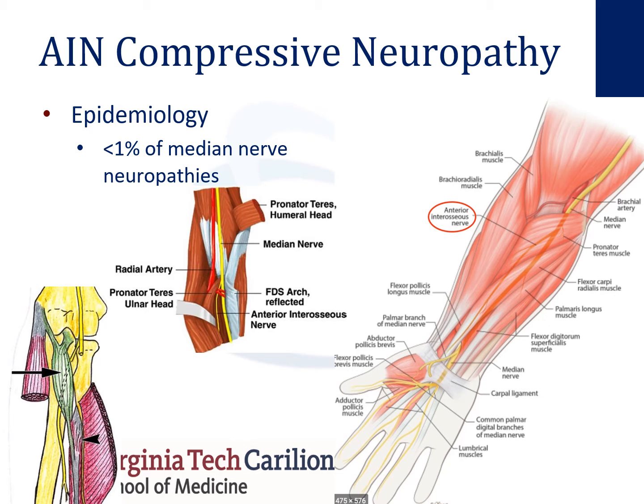The fibrous arch of the FDS, a thrombosed radial ulnar or anterior interosseous artery, an accessory head of the FPL or the Ganser muscle, accessory muscles extending from the FDS to the FDP, and aberrant musculature including a flexor carpi radialis brevis or a palmaris profundus.